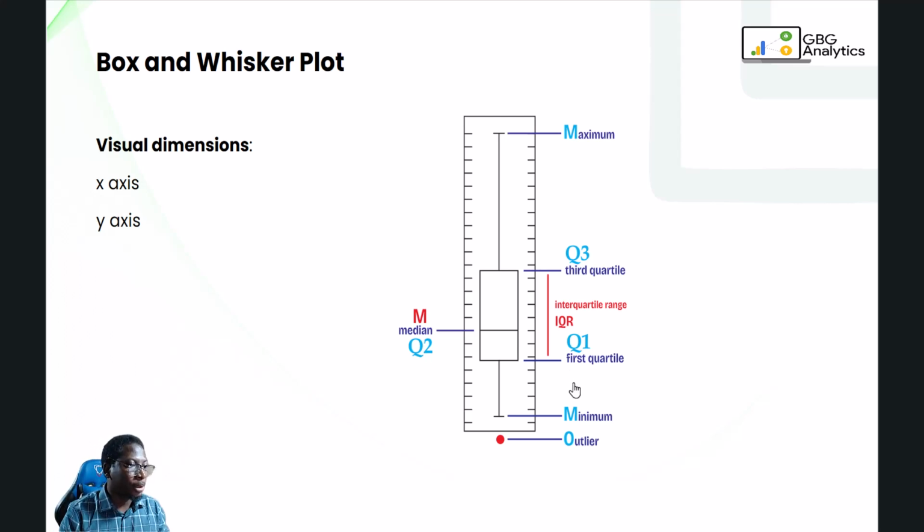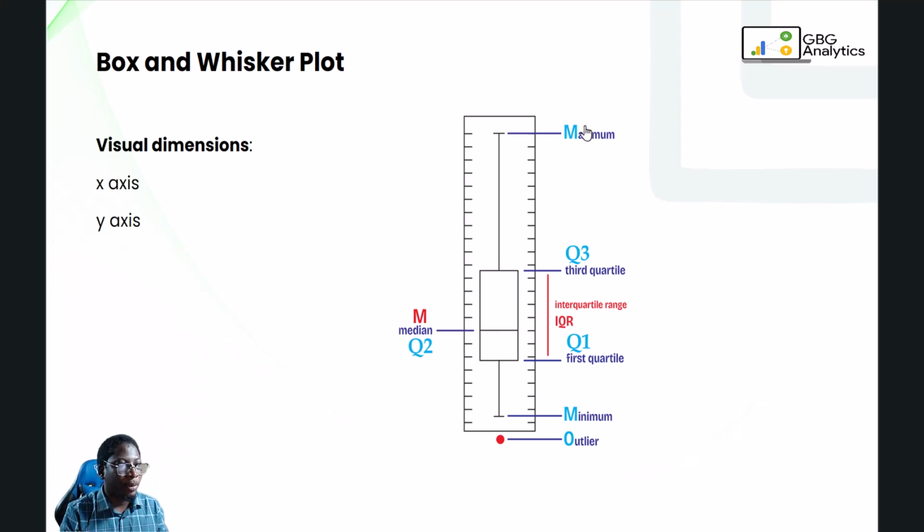Here is a box plot. This place is the minimum, that is where we have the whisker point. Then we also have the first quartile. The first quartile is what we have here at the lower edge of this box. Then we have the Q3. The Q3 is also at the upper edge of this box. Then we have the median. The median is what we have here. As you can see, it's always in the middle of that box.